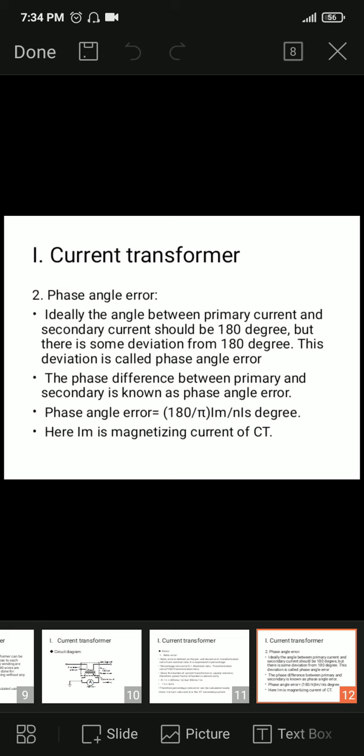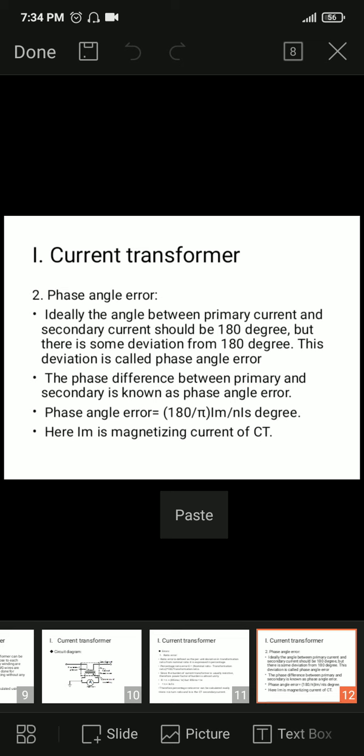Second, phase angle error. Ideally, the angle between primary current and secondary current should be 180 degrees, but there is some deviation from 180 degrees. This deviation is called phase angle error. The phase difference between primary and secondary is known as the phase angle error.